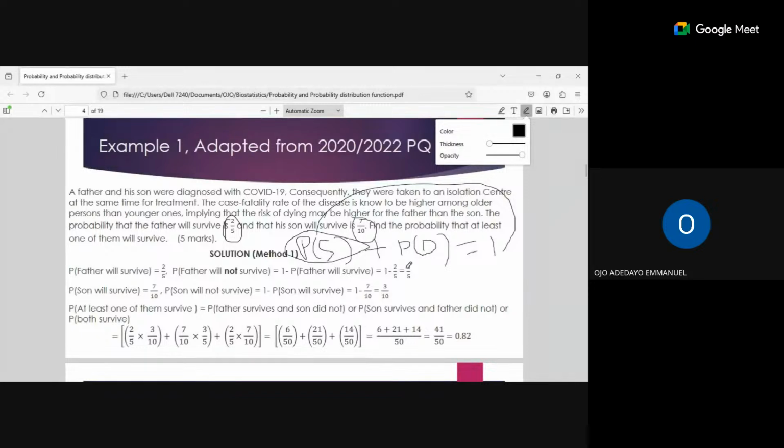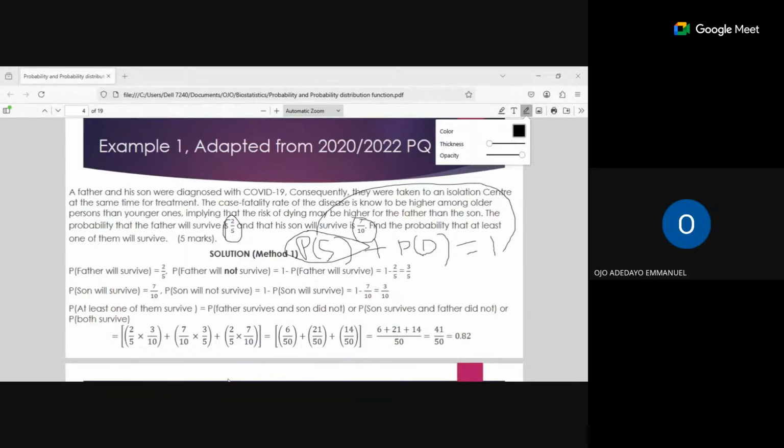5 minus 2 will give you 3. Write that 3, then divided by the denominator, which is 5. Anytime you are having 1 minus the fraction, just subtract the denominator minus the numerator. You are going to have 3, then put the denominator straight so that you will not be wasting your time during the exam. So that is the fastest way of getting that. So now we've gotten the probability that the father will not survive.